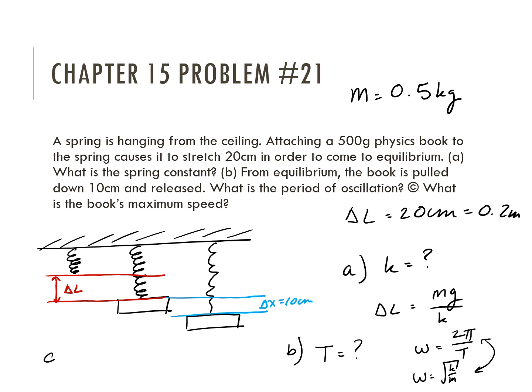And then to find the maximum speed, we've talked about this as just being A omega. So even though in part B we are not using the 10 centimeters, that 10 centimeters is going to act as our amplitude value.